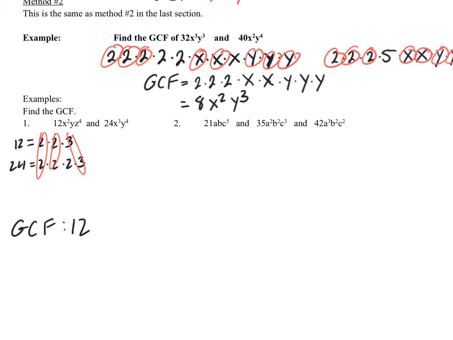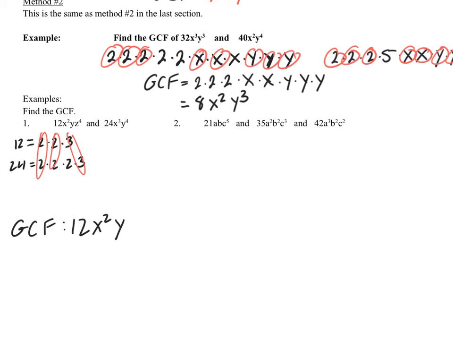And then we want to look at the variables. Remember, factors have to be less than or equal to the original values that you're finding the factors of. So if we look at the x's, the lowest exponent is an x squared. For the y's, y to the first is smaller than y to the fourth, so we're going to end up with a y to the first. And for the z's, we have a z to the fourth, and then we have nothing. So no z's is smaller than a z to the fourth, so we would just leave it out.